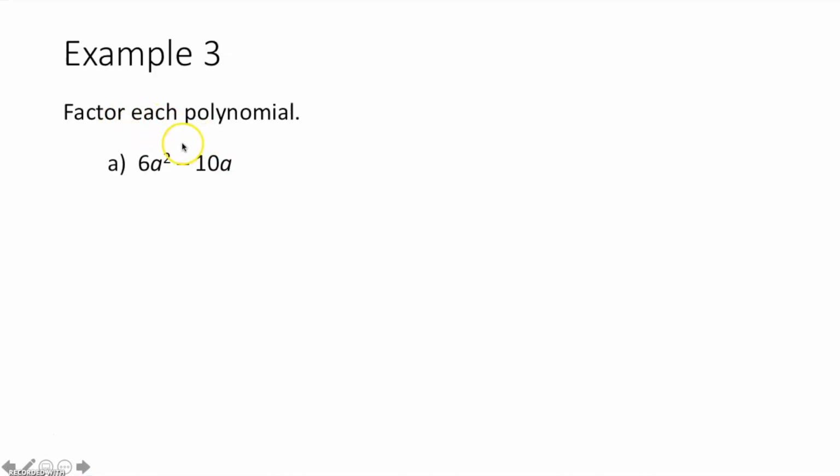Now example 3 says factor each polynomial. So we're going to now factor this polynomial. Now how does that work?